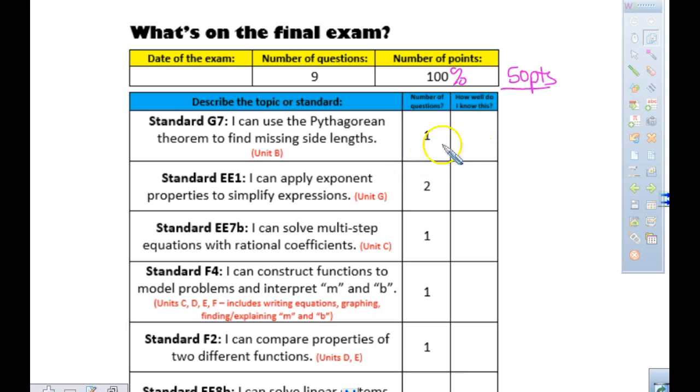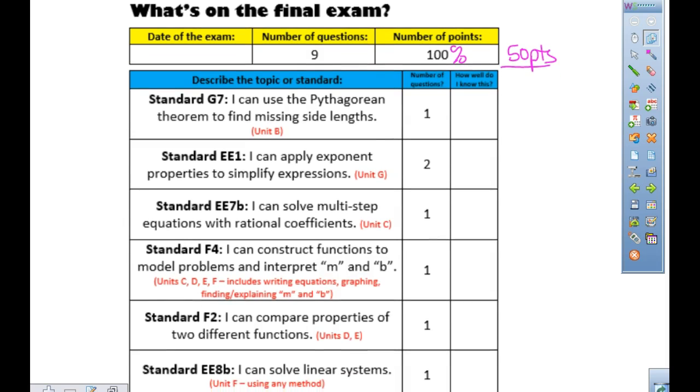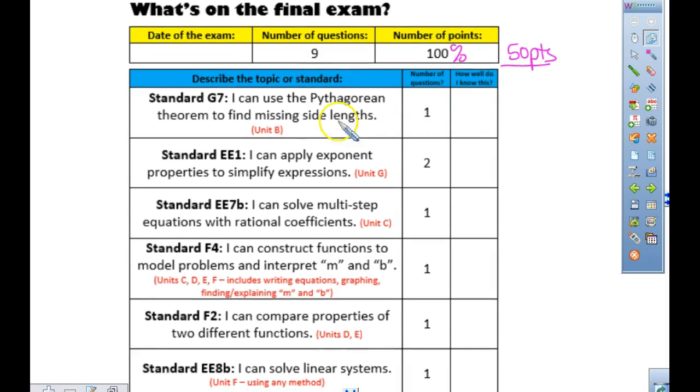So, as you are looking at what's on the final, I can use the Pythagorean theorem to find the missing side. That is one question of 4 points. The next one, I can apply the exponent rules and properties to simplify. There will be 2 questions, 8 points.